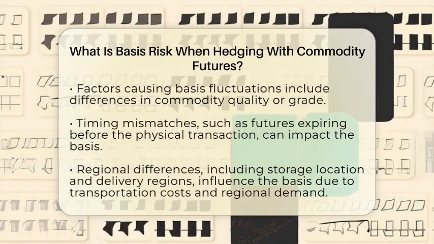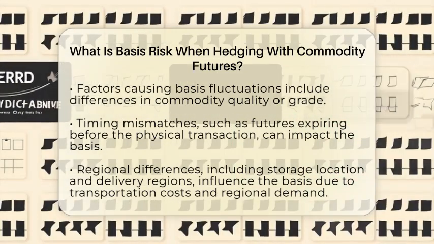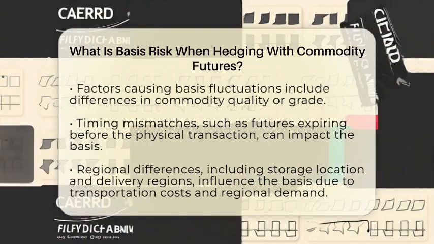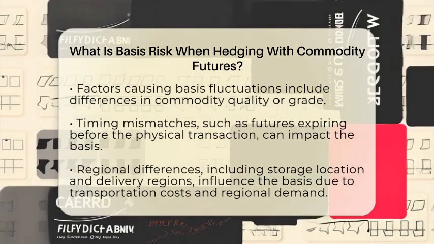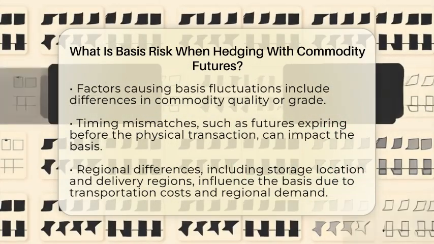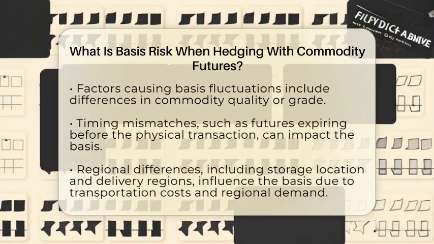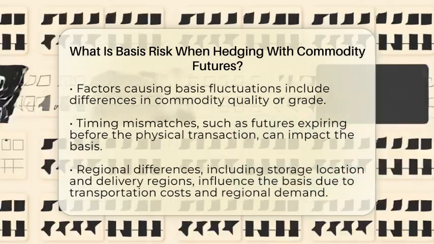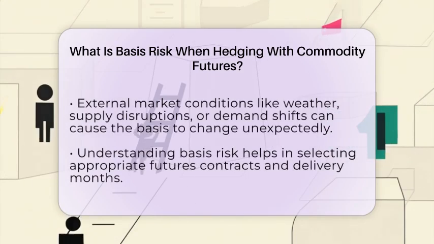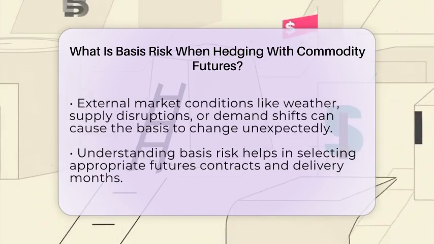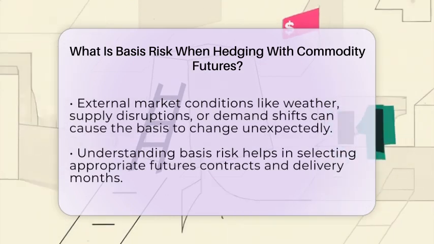For example, the quality or grade of the physical commodity might not match the standard specifications of the futures contract. If you are a farmer selling a specific crop, but the futures contract is based on a different quality, the basis can vary. Timing is another issue. If the futures contract expires before you sell or buy the commodity, price changes in that period can cause the basis to shift. Location also matters. If your physical commodity is stored in one region but the futures contract is for delivery in another, transportation costs and regional supply and demand differences can affect the basis.